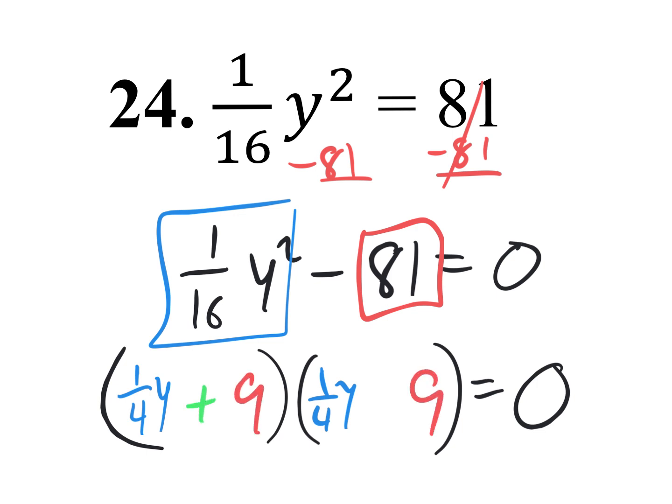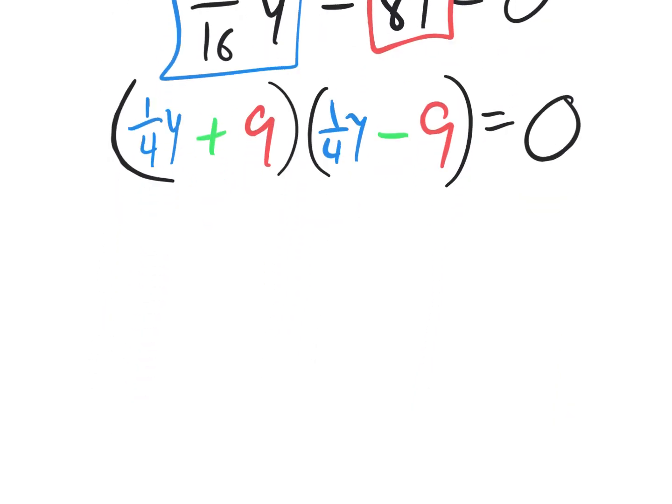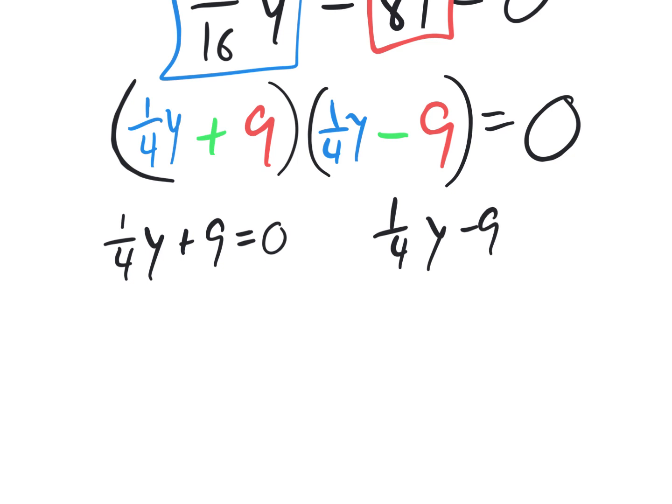And I know I need opposite signs, one plus, one minus. And now I could actually split them and solve. So 1 over 4y plus 9, that could equal 0. 1 over 4y minus 9, that could equal 0. And when I start solving the left equation, subtract 9, and you end up with 1/4 y equals negative 9.